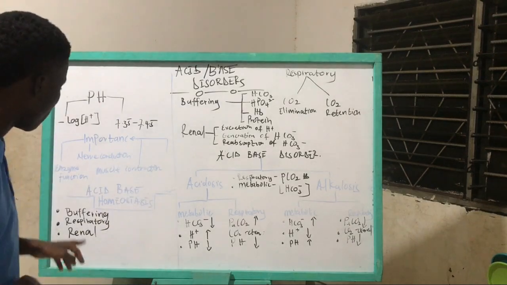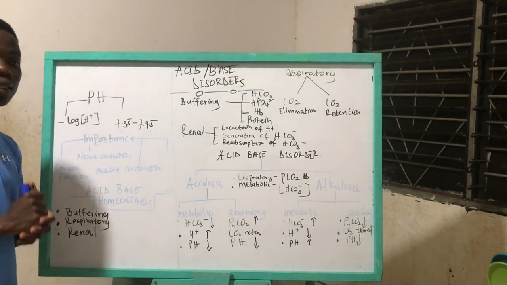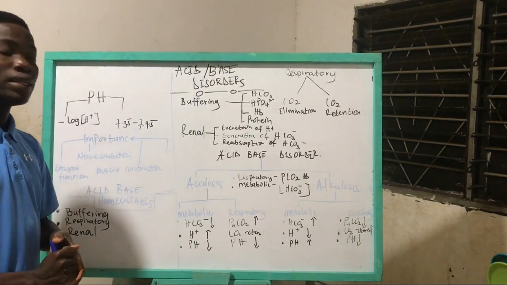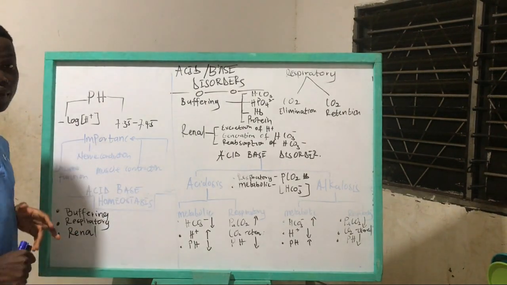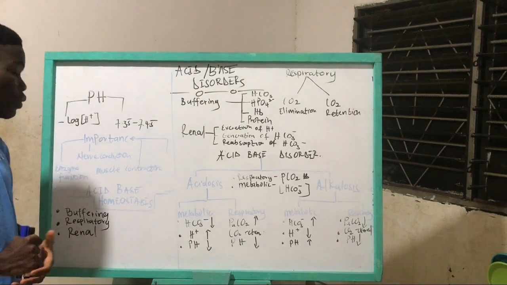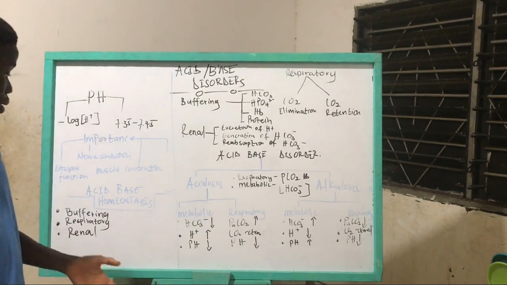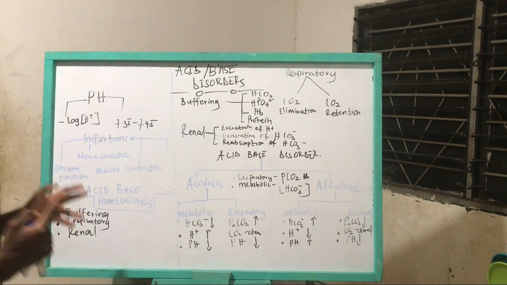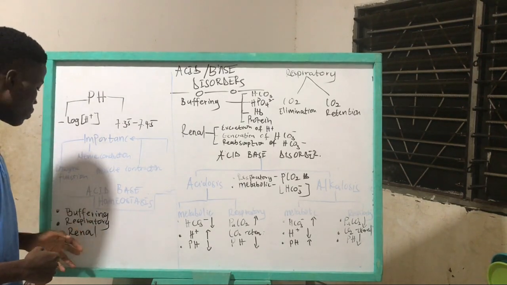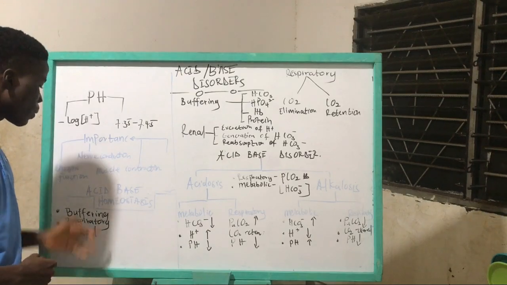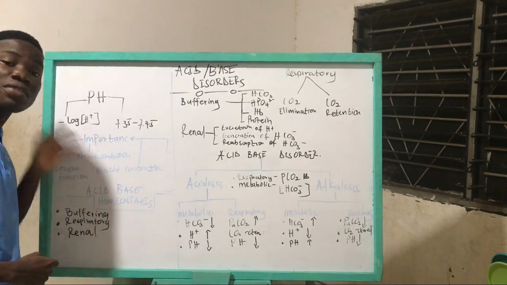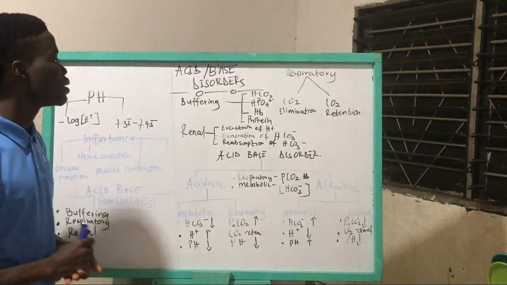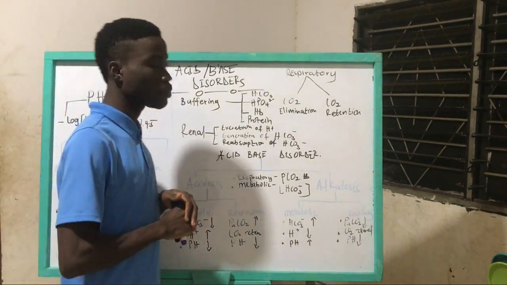The first thing we have is buffering. This is the first line of defense. Then we have respiratory homeostasis, and then we have renal homeostasis. So we are going to go through these three acid-base regulatory mechanisms. Alright, so let's start with buffering.